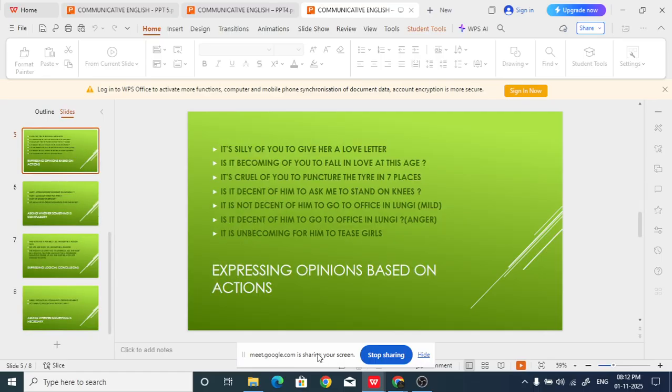Expressing opinions based on actions. Because you have acted in a particular way, you are giving your opinion. Say, for example, it is silly of you to give her a love letter. Suppose a boy gives a love letter to the girl, then you can say, it is silly of you. It is not accepted. It is bad behavior. So, there they are saying it is silly of you to give her a love letter.